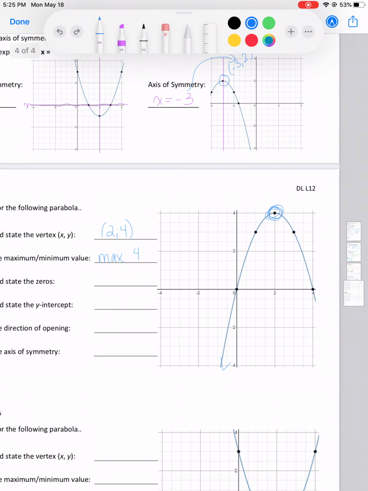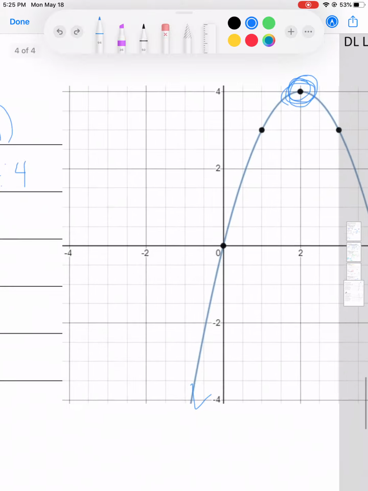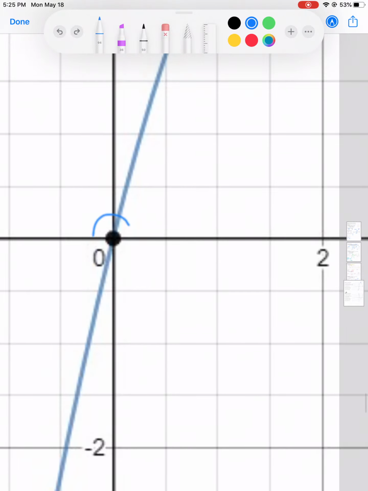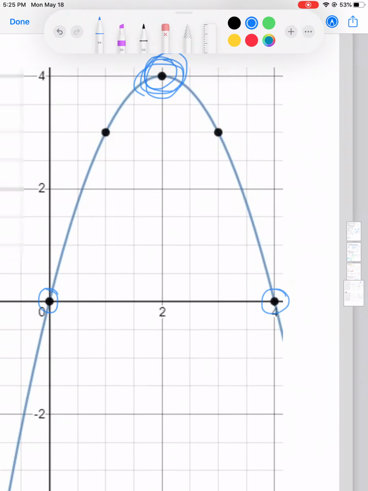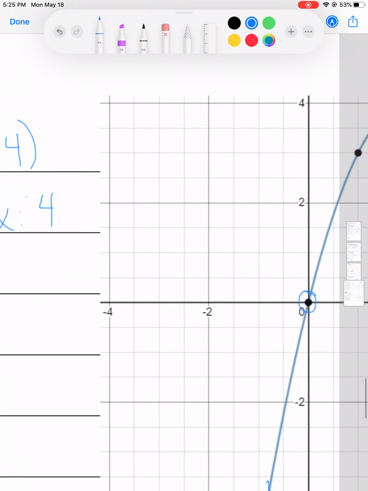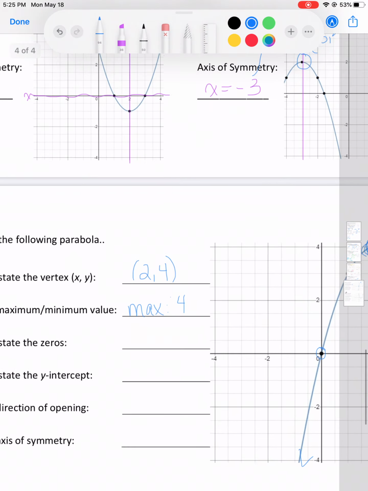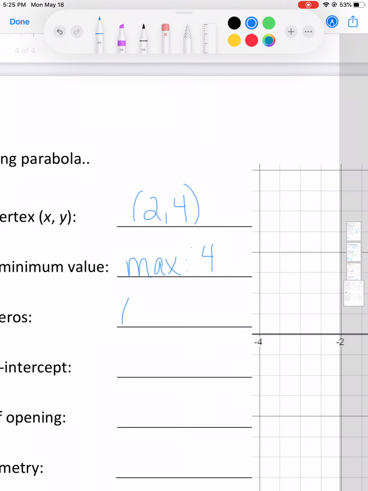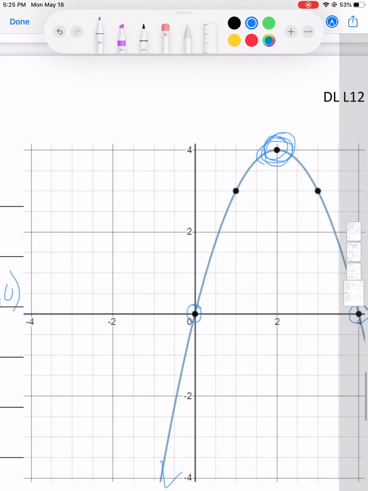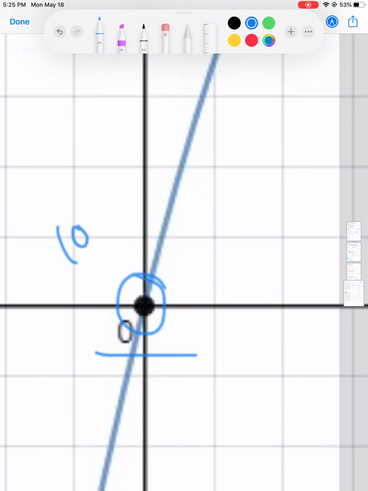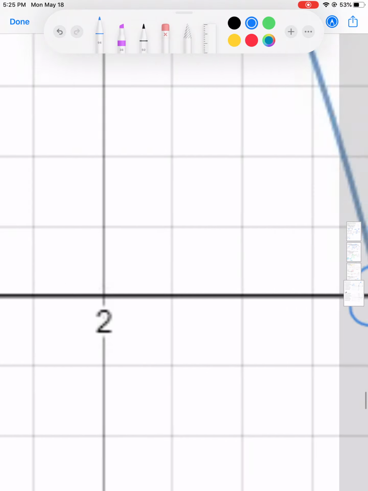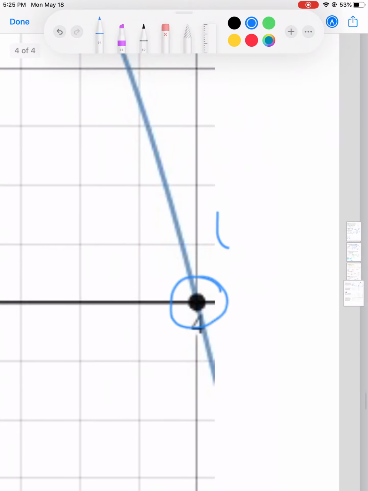Label and state the zeros. Okay, the zeros mean where it crosses the x-intercept. There's one. It's okay that it's at 0. And there's another one. So, what are my x-intercepts? They are 0, 0, and 4, 0.